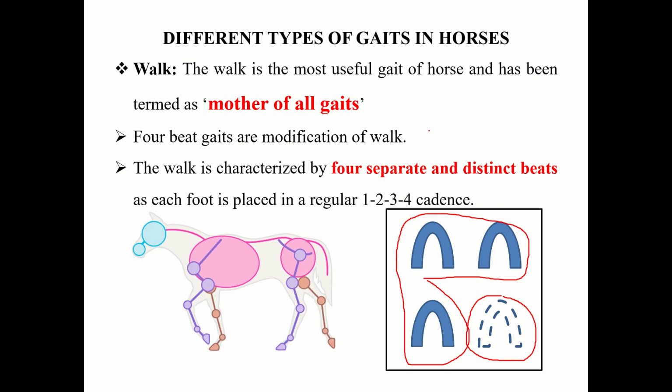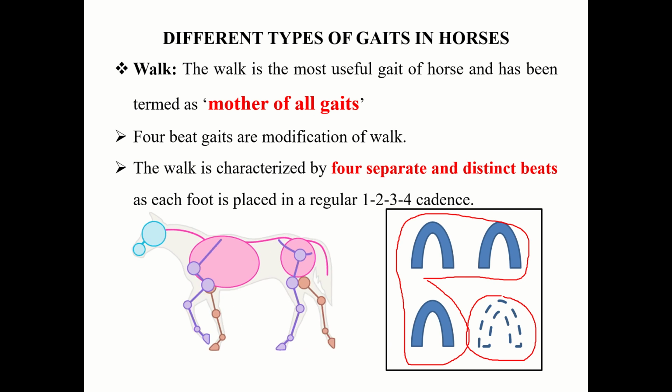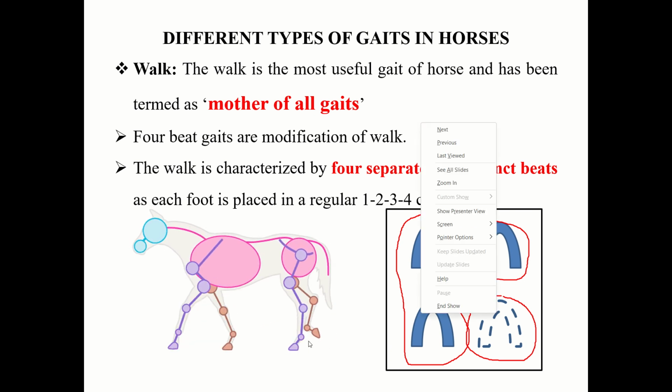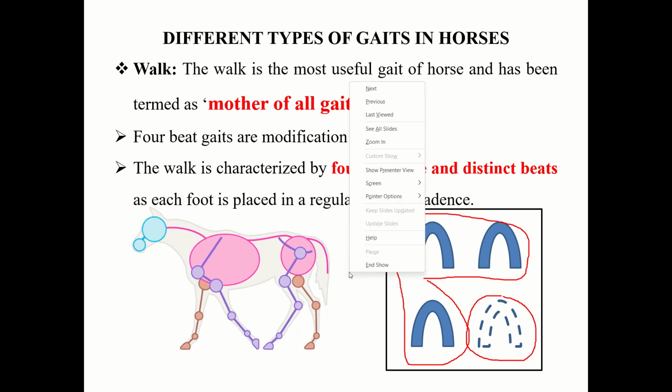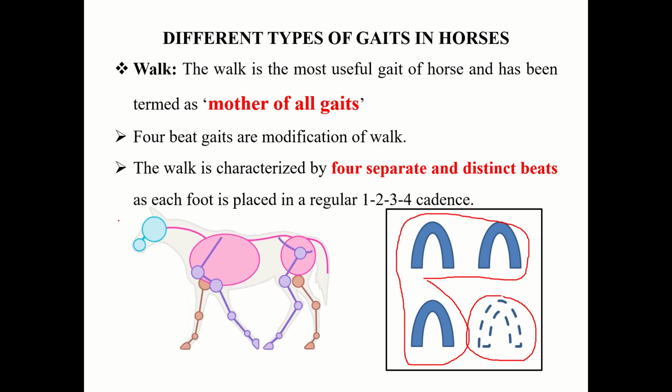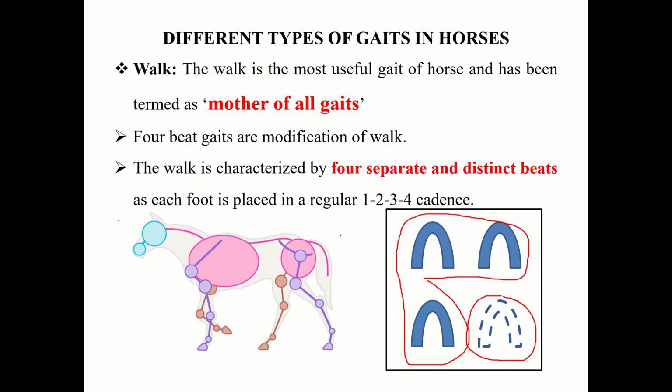Suppose I am pausing this GIF, this video. You can clearly see that over here one leg is in the air while the other three are on the ground. Similarly, I am pausing it again. See, this right foreleg is kept on the ground, while this left hind leg will be in the air. Same way, again I am pausing it. So this is walk.